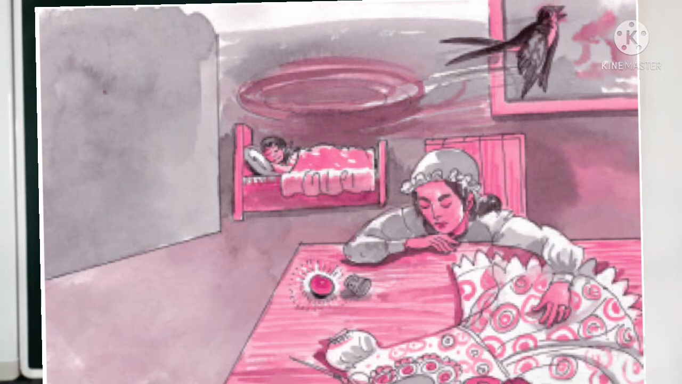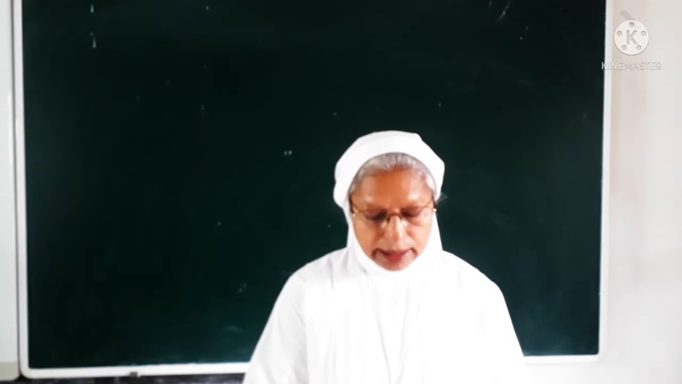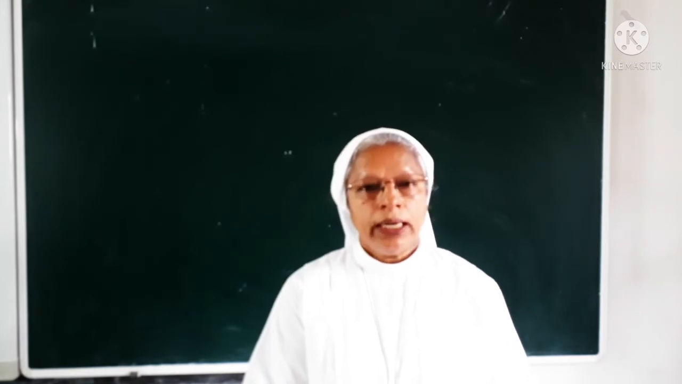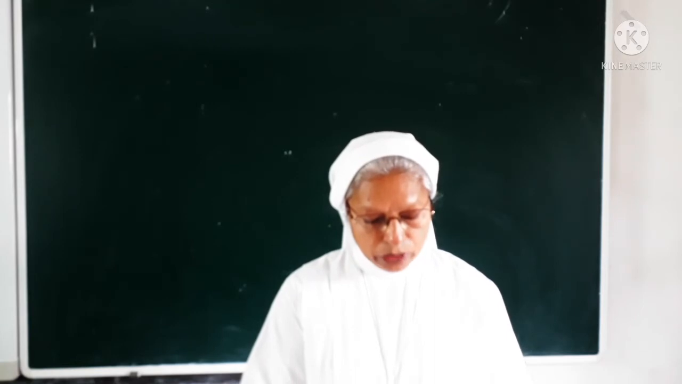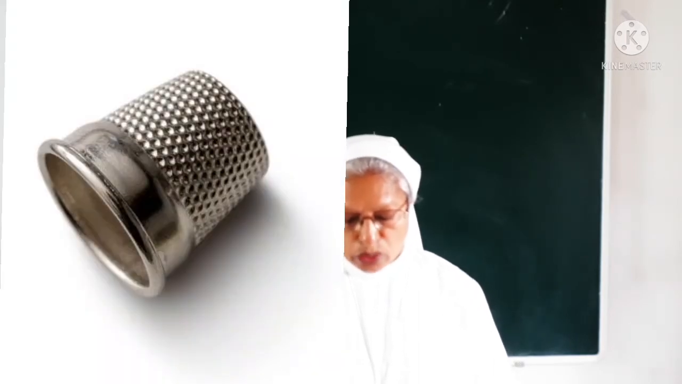He hopped and laid the great ruby on the table beside the woman's thimble. So inside the room he hopped, means he flew inside, and he reached inside the room and laid, means kept, the great ruby on the table where this woman was sleeping. So by the side of her it was kept. Her thimble is a cap worn on the finger to protect it from a needle.